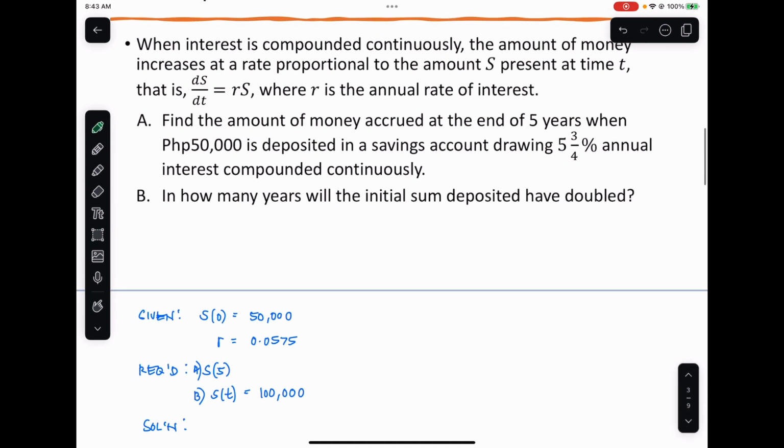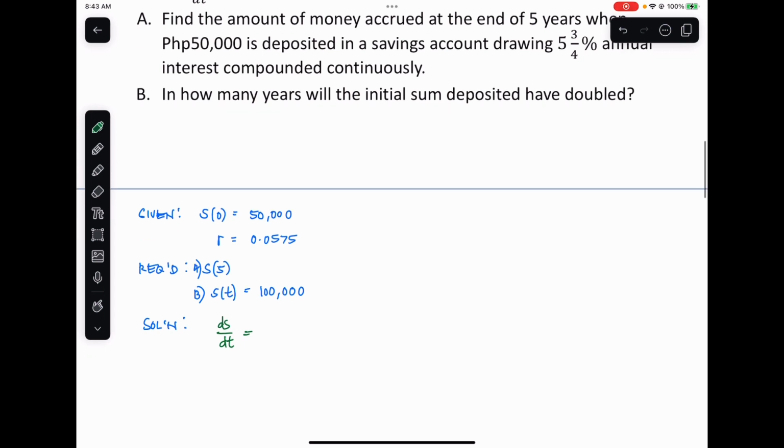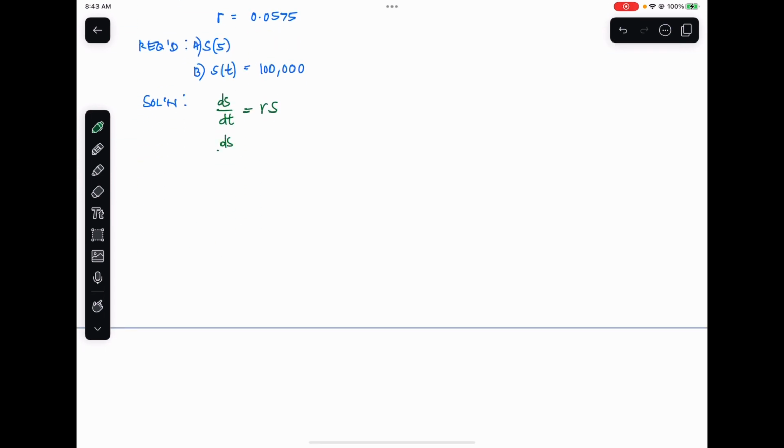For our solution, the differential equation is given, which is ds over dt is equal to rs. Therefore, we use separable equation. ds over s is equal to r dt. Integrating it, that is ln s is equal to rt plus C. To express this explicitly, we exponentiate both sides. So s would be equal to Ce^(rt). That's the same as the growth problem.